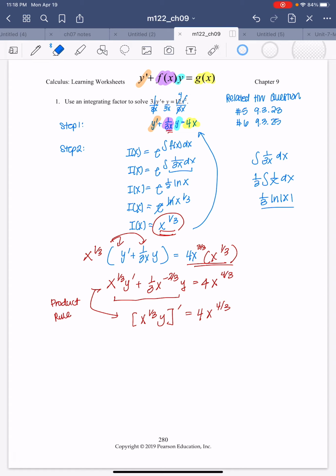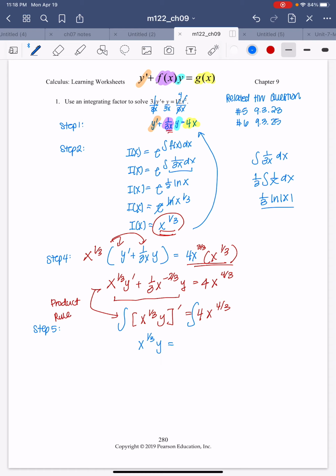So here was my step 3, the multiplying by the integrating factor, and then step 4, and then step 5. If I integrate both sides, the integration with the y prime disappears, so nicely they cancel each other, giving x^(1/3) y.